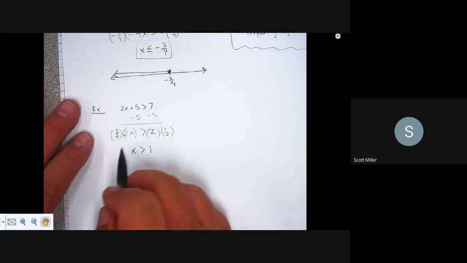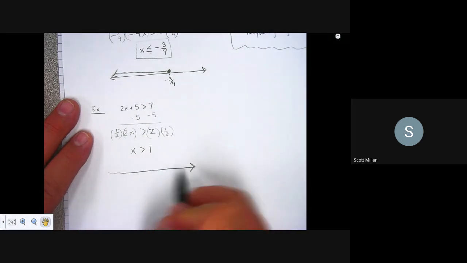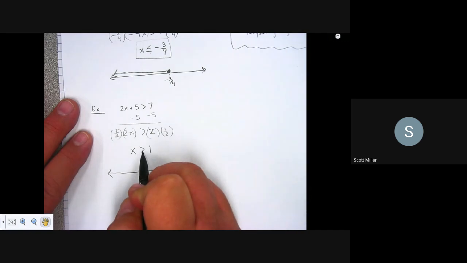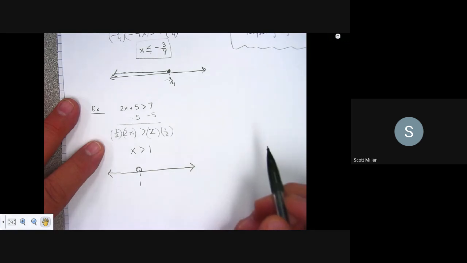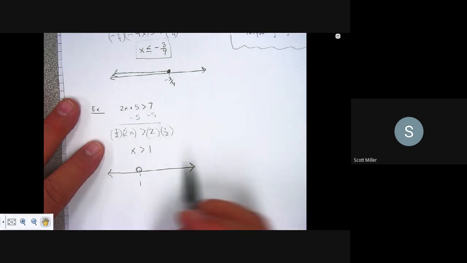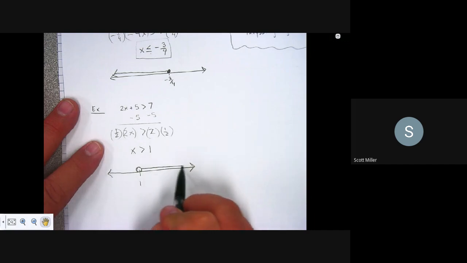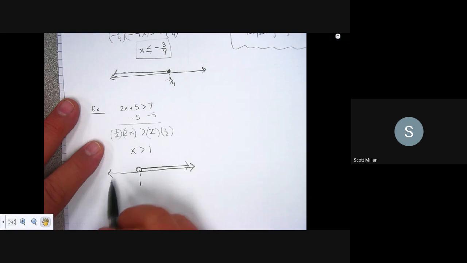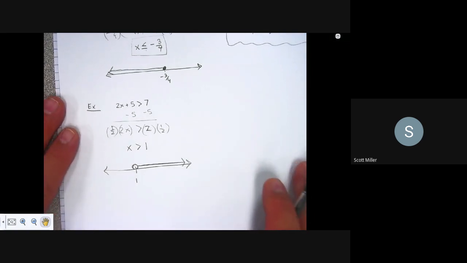Now, according to my one variable solution graph, this is what it should look like. Here's the number 1. Because of that symbol, I have an open circle at 1 because 1 is not included. It is a boundary, but not included. And I want all the x's that are greater than 1, which means I'm going to be shading over here to the right. So this is what the one variable solution graph looks like. Let's go and confirm this graphically now. This time we're confirming graphically.